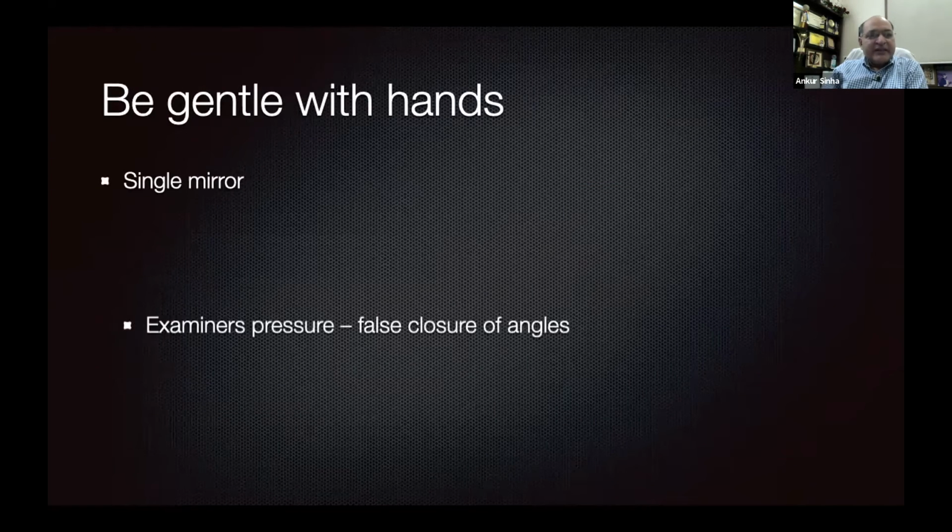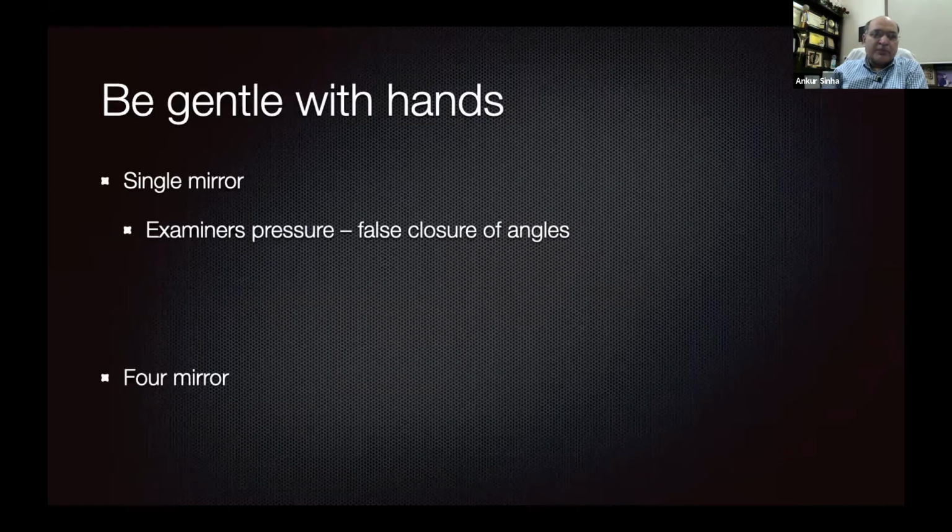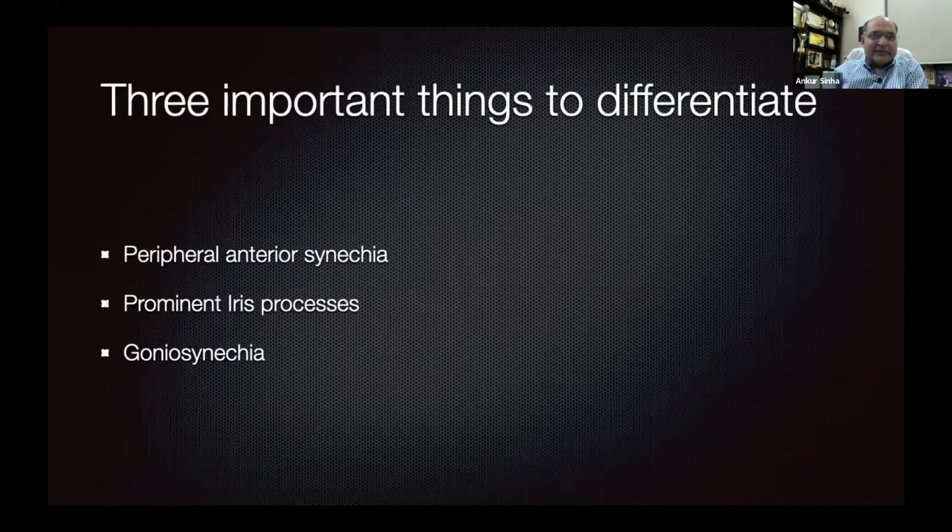So you have to be very gentle with hands. With a single mirror, do not put pressure, because it can cause false closure of angles. With a four mirror, the pressure will cause false opening of the angles. Now, three important things to differentiate in gonioscopy are peripheral anterior synechiae, prominent iris processes, and goniosynechiae.